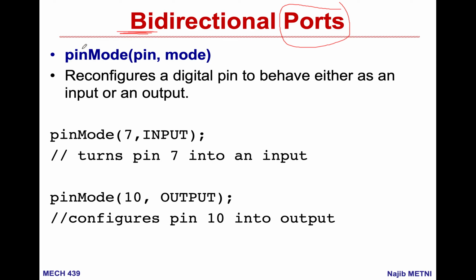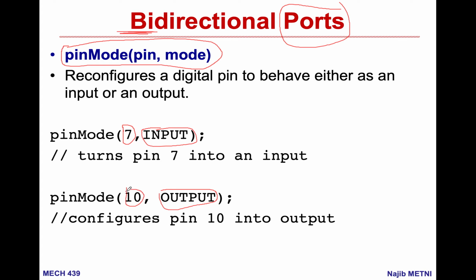So I will use the function pinMode, and I will specify in the pin the number of the digital pin that I am using, being 0 to 13. And the mode can be INPUT if this pin is used as input, and OUTPUT if this pin is used as output. As simple as this. So for example, if I put pinMode(7, INPUT); here I am specifying that pin 7 is used as an input. If I put pinMode(10, OUTPUT); I am specifying that pin 10 will be an output.